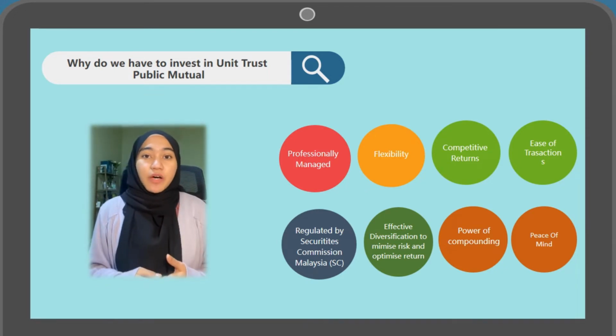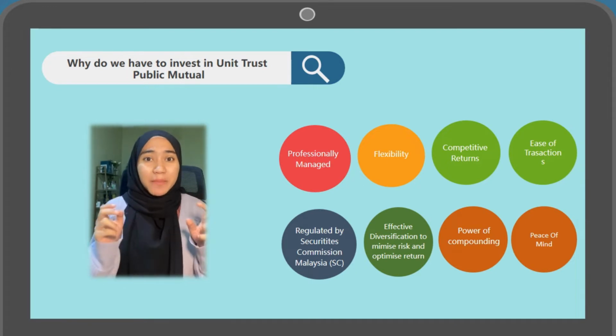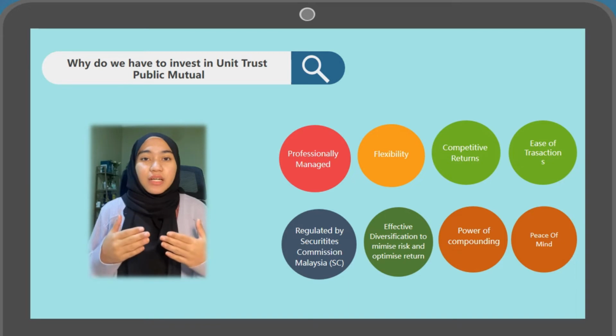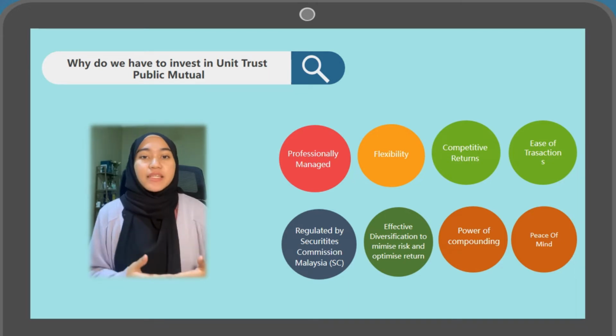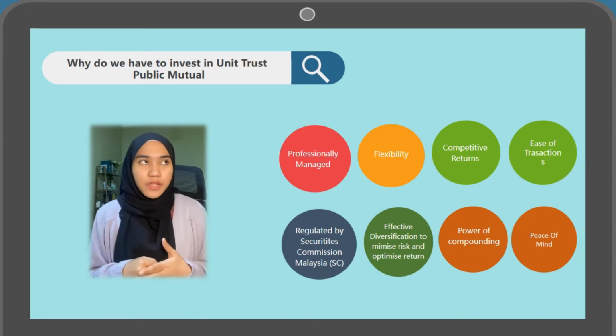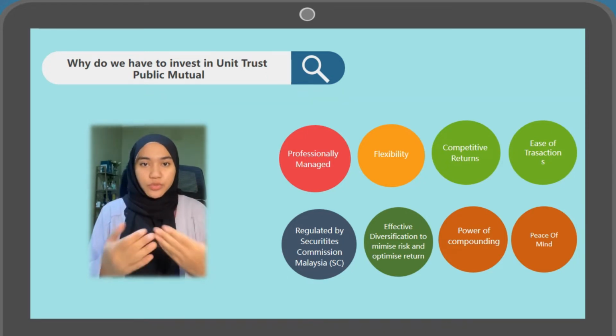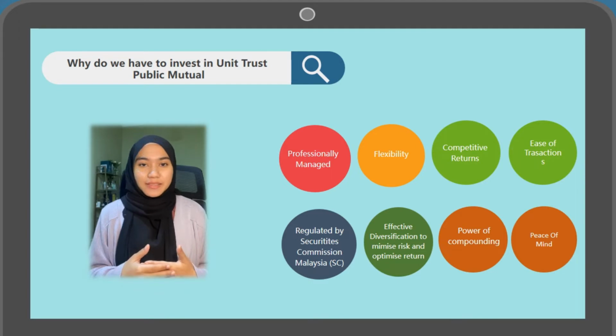Third, effective diversification to minimize risk and optimize return. The major benefit of a unit trust is risk diversification. Unit trust invests in a variety of stocks, bonds, and assets, which might help to mitigate risk if a sector's performance isn't great. Other sectors' success will contribute to a strong return balance.